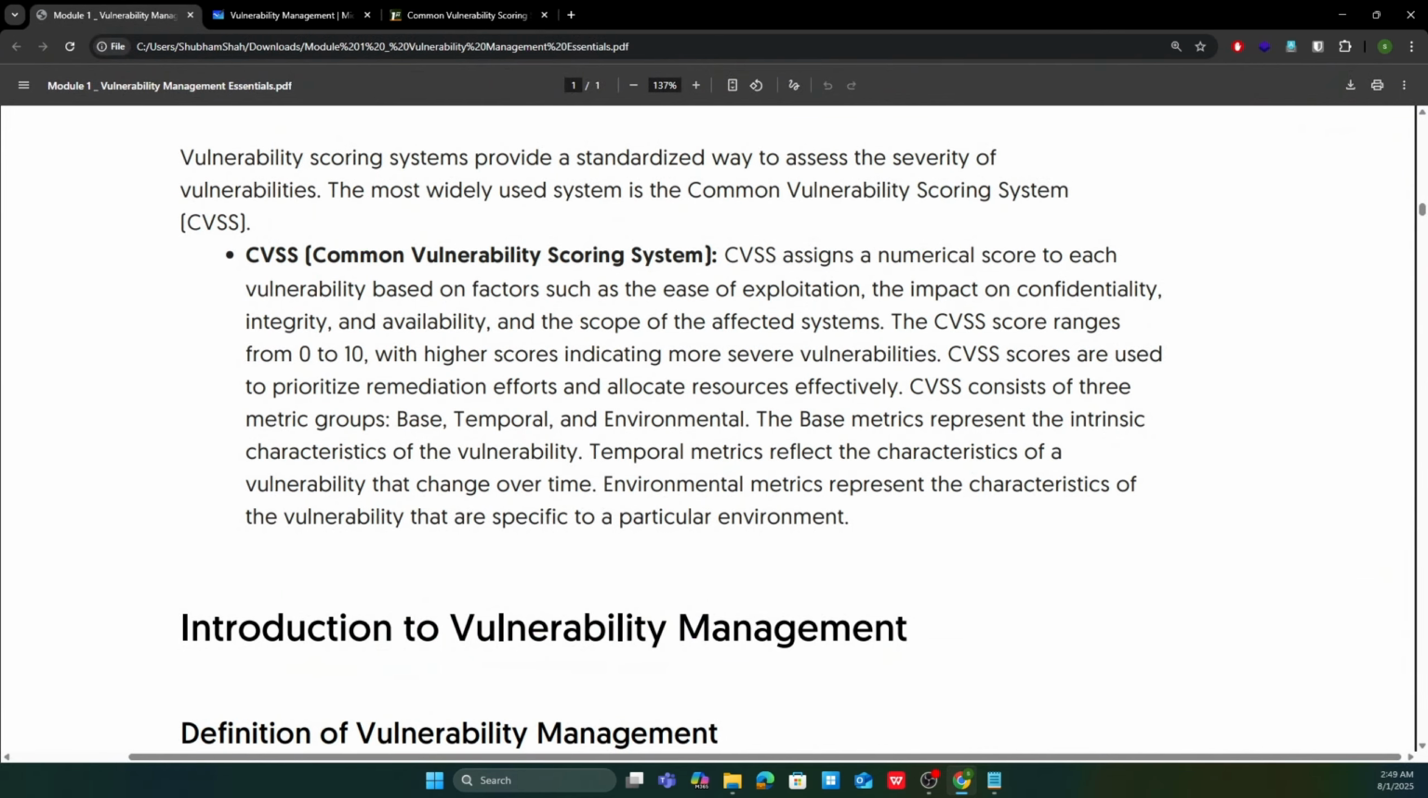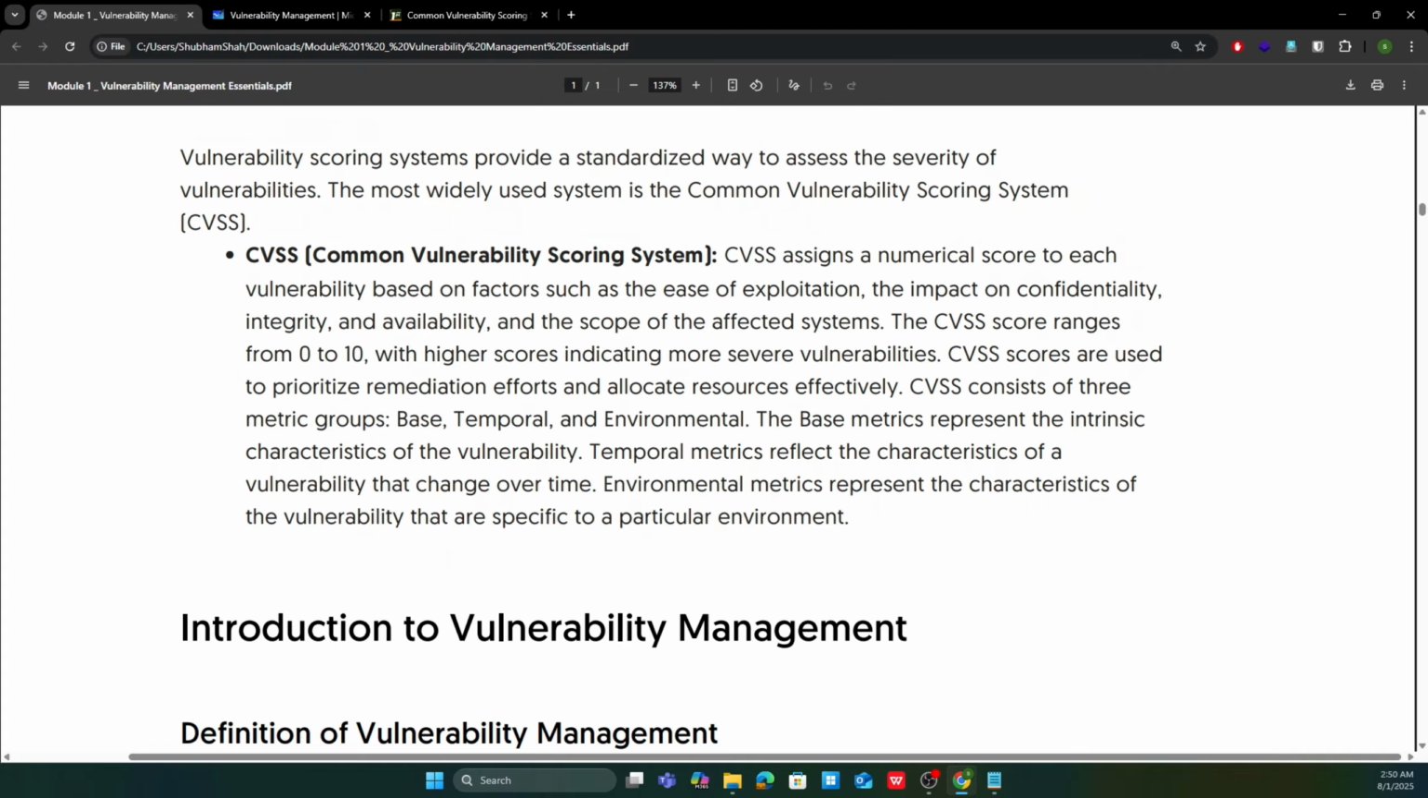Let's get back to the topic. CVSS has different types of scores: base score, temporal score, and environmental score. The base score represents the intrinsic characteristics of the vulnerability. Temporal metrics reflect characteristics that can change over time, that is, they are a bit dynamic. Maybe as of now it's very relevant, but later it may not be. Environmental metrics represent characteristics of the vulnerability that are specific to a particular environment. It can be a Windows system, or it can be a Linux system. A particular environment is prioritized in that particular case.